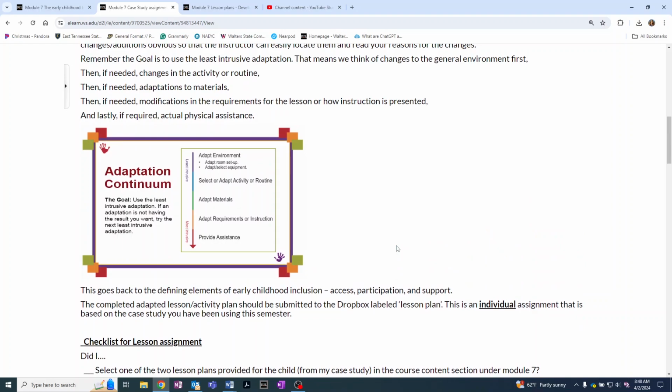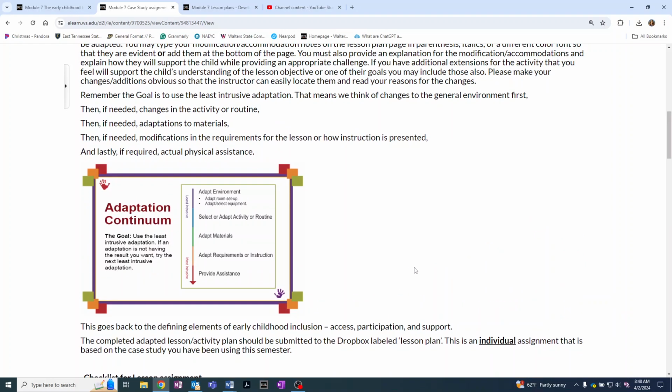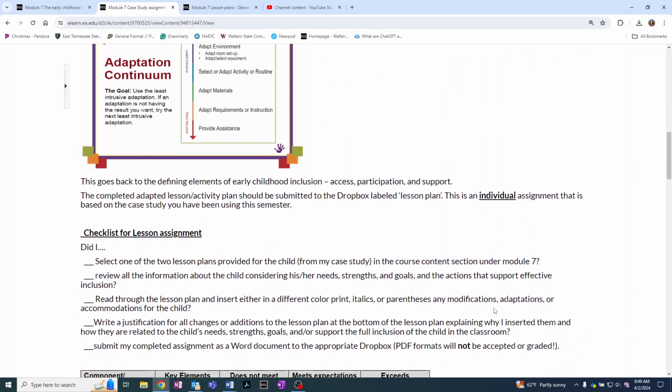Okay. So remember, when we're looking at the goal, it needs to be the least intrusive adaptation. That means that we need to think about changing the environment first. That's always the thing you would look at first to change. Then, if you need to change anything else, you can maybe modify the activity or the routine. Maybe adapt different materials, right? And then lastly, you'll look at how you're going to instruct the child, right? So think about the least resistant being environment first when you're making modifications.